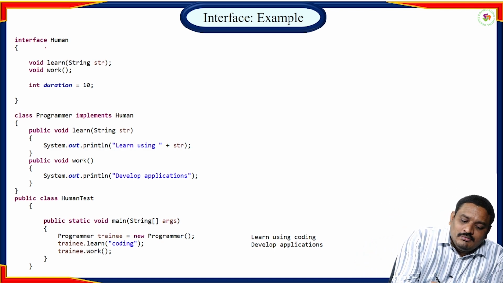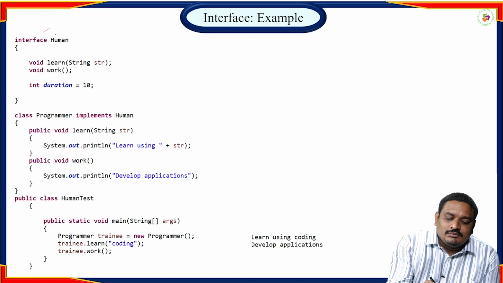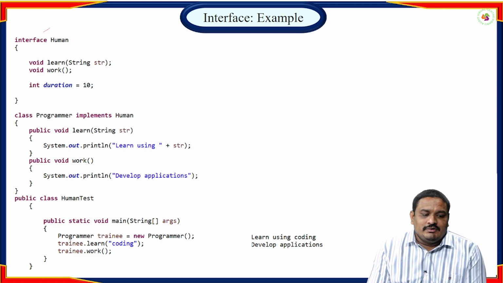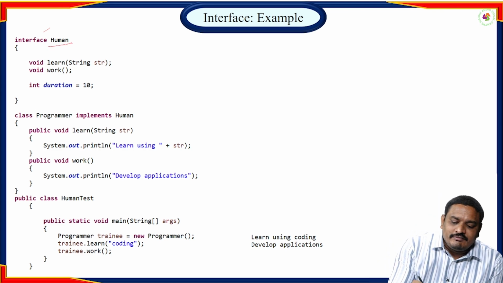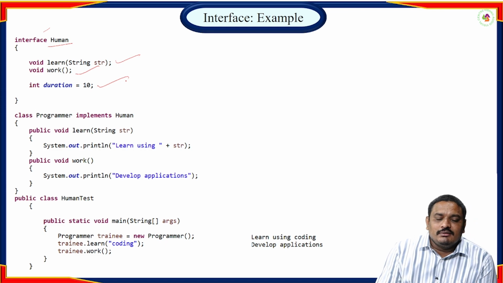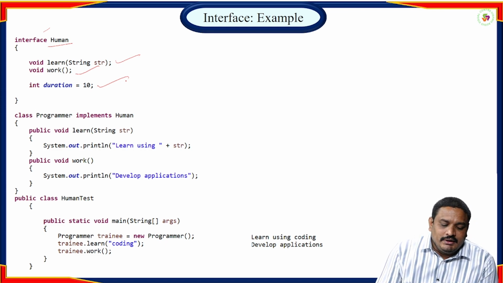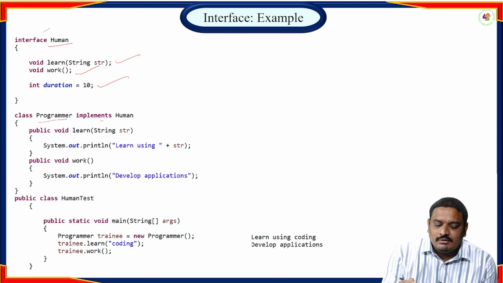Here, what is the syntax of an interface? Interface, then the name of the interface. Here, the interface name is Human. The interface has two methods and declares the variables. Here, the class can implement another interface.